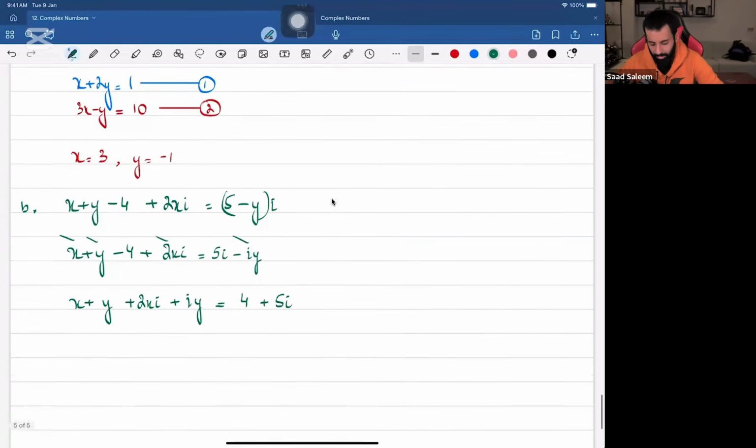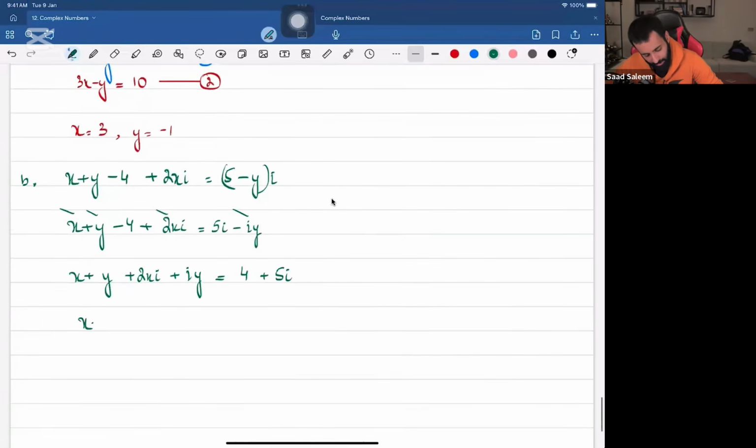Now we can compare. But before we compare, let's rearrange things on the left-hand side slightly. So we have x + y, those two are the real components, and (2x + y) the imaginary component, which is equal to 4 + 5i. Now, real with real, that means x + y = 4. That's your equation number 1.